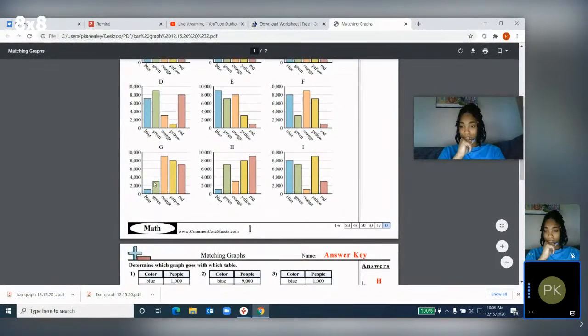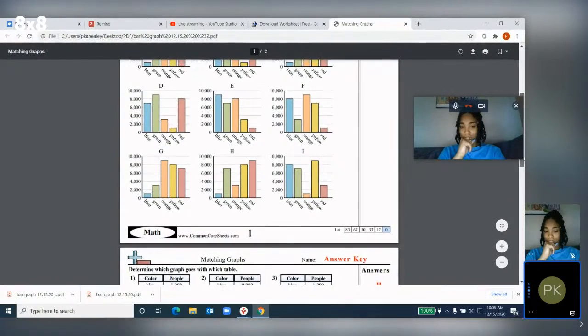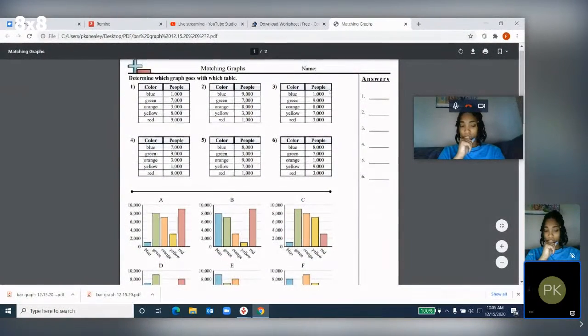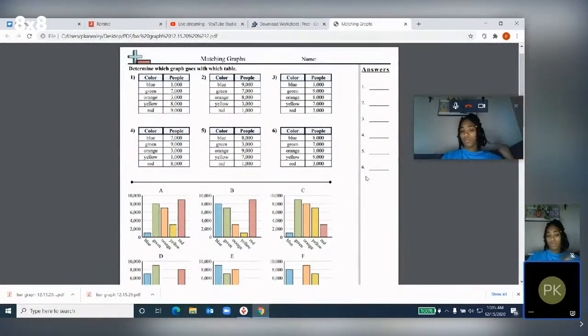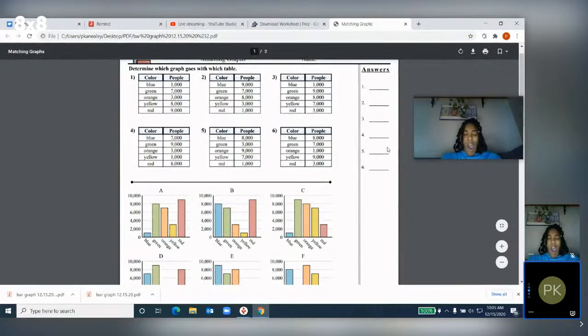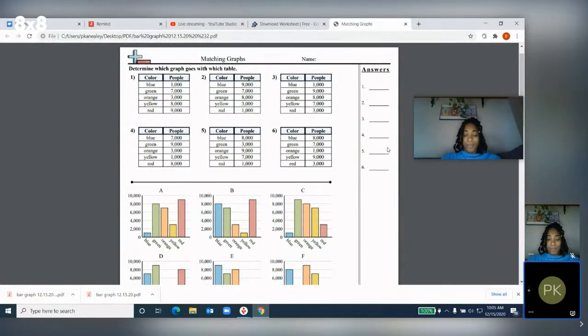So what we know from that is the data points for number 3 are going to be graph C, where blue is 1,000, green is 9,000. We can look at the rest of them. Orange is 8,000, yellow is 7,000, and red is 3,000. Okay, so we've got the first 3 done. You want to cross those 3 out, okay? So far we're going to cross H out, E out, and C out, okay?